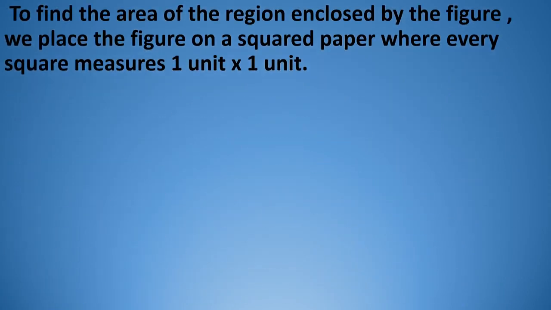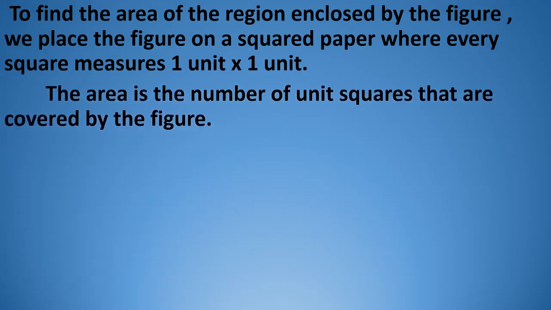To find the area of the region enclosed by the figure, we place the figure on a squared paper, where every square measures 1 unit by 1 unit. Okay? The area is the number of unit squares that are covered by the figure. This we have done in the previous lecture. This method is normally used when we have irregular figure. But there are some rules which we have to follow to find out area by this method.